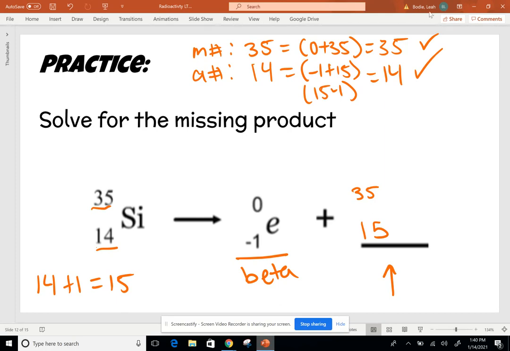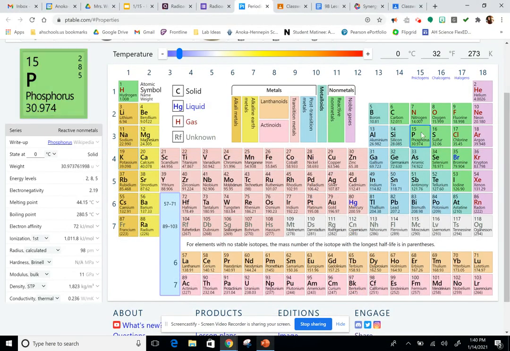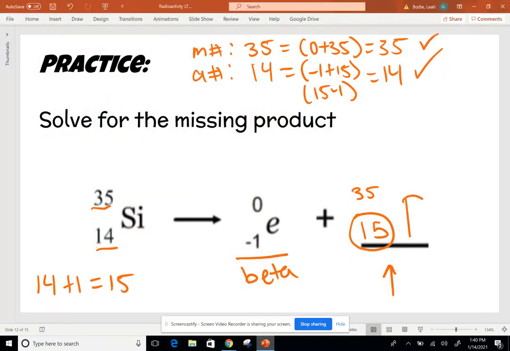All right, so let's go to my periodic table and look for my element now that has the atomic number of 15. So I look and I see I have phosphorus here, atomic number of 15. So I come back and I can put a P for phosphorus.